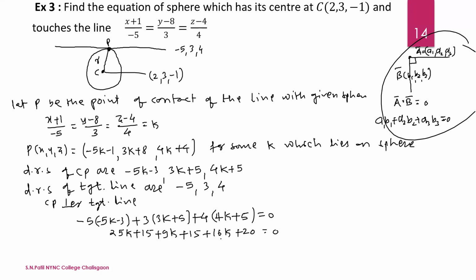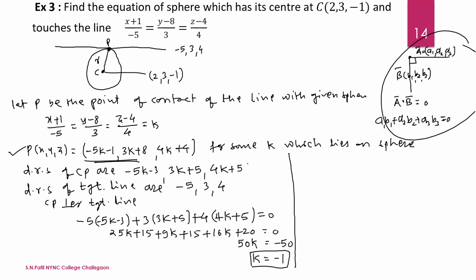Now here 16 plus 9, 25, and this 25, that is 50 times k is equal to. Now here 15 plus 15, 30, and plus 20, that is plus 50, put on the right-hand side minus 50. So we get k is equal to minus 1. Okay, now put k equal to -1 in the point of contact here.